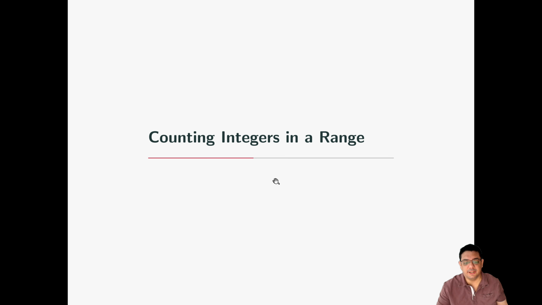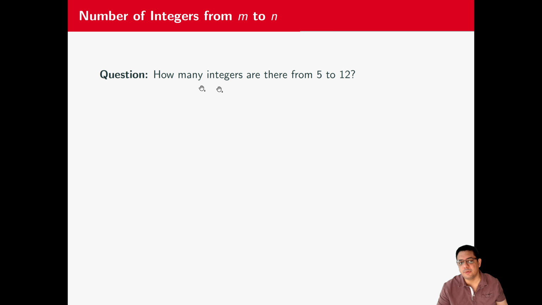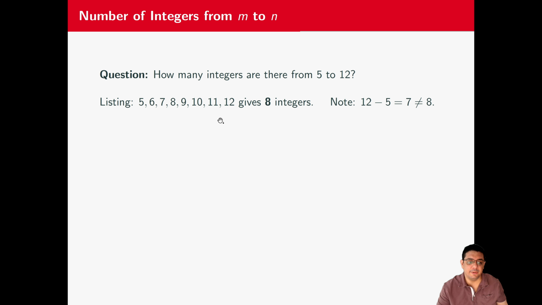Now let's talk about counting integers in a range as another example. So consider the question, how many integers are from 5 to 12? Well, the way that we can do that is listing, of course. So we can go with 5, 6, 7, 8, 9, 10, 11, 12, which is going to give me 8 integers. Notice that we can obtain those 8 integers by doing the subtraction 12 minus 5 and adding 1.